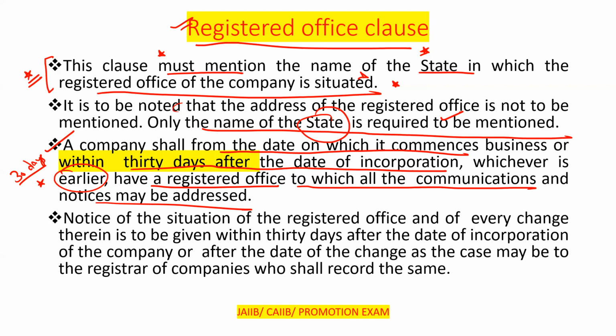Notice of the situation of the registered office. And if there is any change, like they have changed their registered office from one place to another, then intimation has to be given regarding that within 30 days. Kindly remember this also.